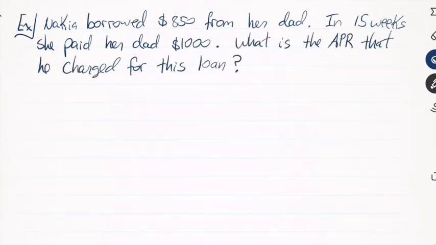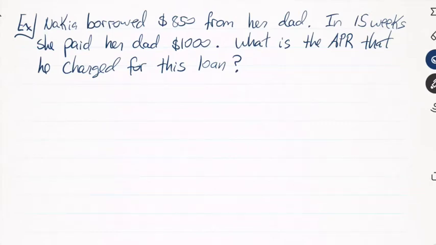All right, so let's look at another possibility. So here I have Nakia borrowed $850 from her dad. In 15 weeks, she paid her dad back $1,000. So my question is, what is the APR that he charged for this loan? So this might be just an agreement between her and her dad, and, you know, he just wanted $1,000 back from her after 15 weeks.